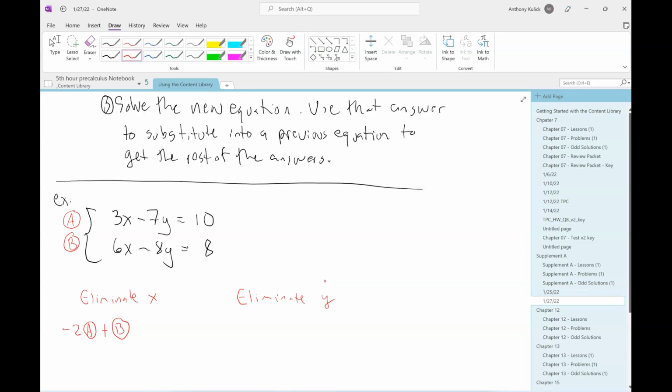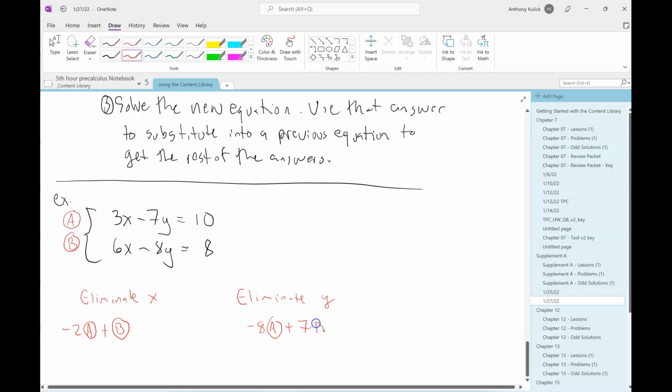Well, unlike the x's where the coefficients were 6 and 3, it was easy to see the least common multiple of 3 and 6 is just 6. The least common multiple of 7 and 8 has to just be 7 times 8, or 56. So what could I do then? Jay? Very good. Or similarly, I could use positive 8 for equation A and negative 7 for equation B. Either one would be okay.